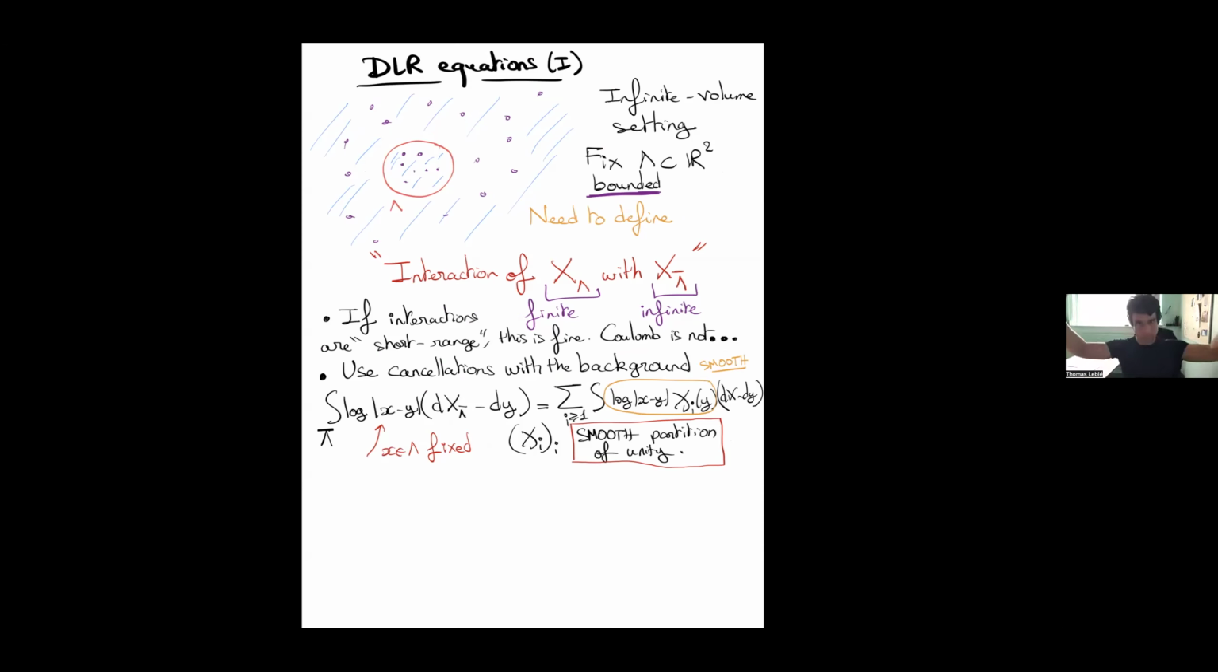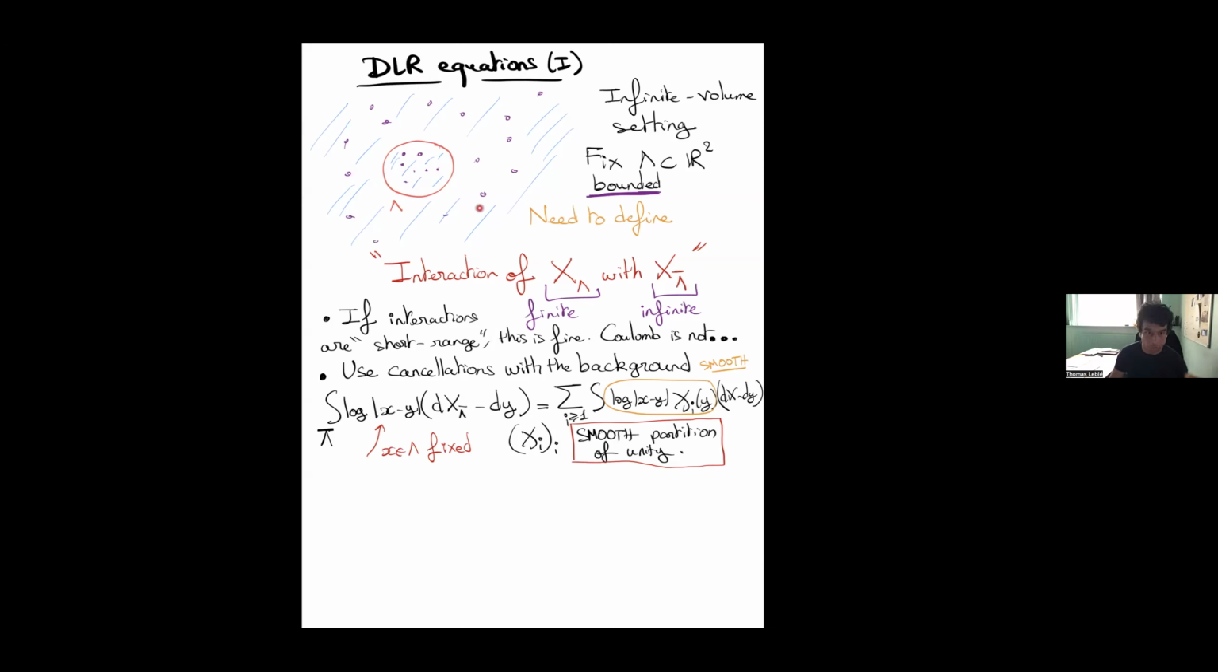Now you have this infinite volume process, right? You fix some box lambda, a bounded one. And the thing you need to do for DLR is that you need to define what it means to compute the interaction of the system within lambda and the system outside lambda. And here we're facing again the problem that Coulomb is long range.